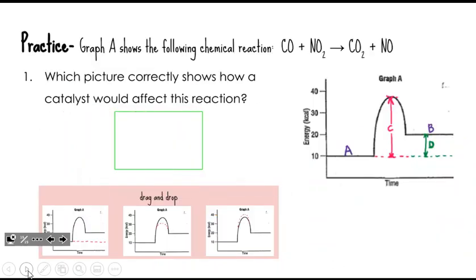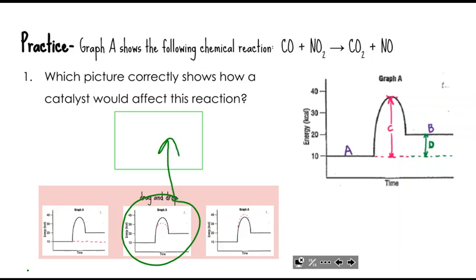So we have one last little practice here, and you'll see something like this also in your assignment. Which picture correctly shows how a catalyst would affect this reaction? Anyone? The middle one, very good. This one would be the one that you would drag and drop. As you can see, the nice little dotted line shows our hill getting smaller, and therefore a catalyst has been added to the reaction.